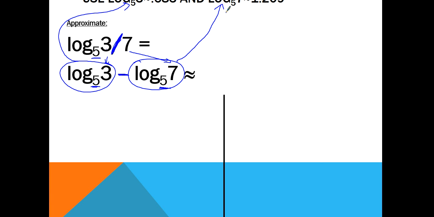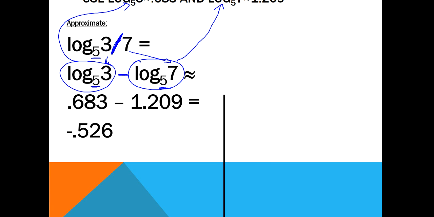So I can now say, okay, well, if this is this and that is that, I can actually do the subtraction really easily because I know those values and I can get my answer. Okay? So this is basically why we do these problems this way. Okay, that's why we have these properties. Because sometimes when I have it written as 3 divided by 7, I can't do that really easily. But if I can actually separate it, it makes it a little bit easier on me.